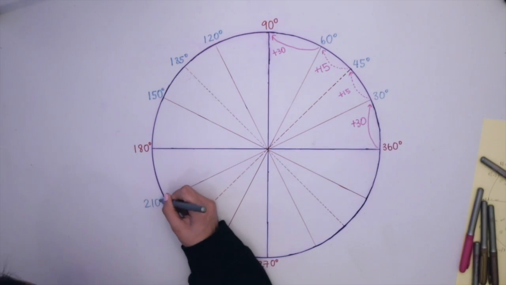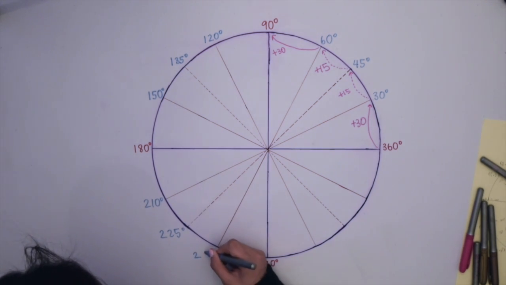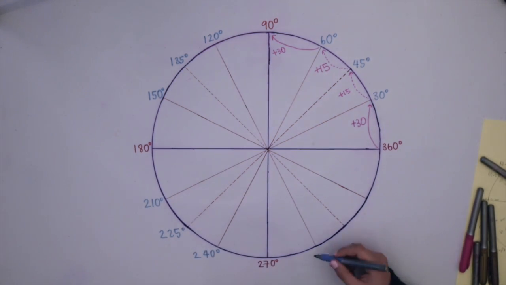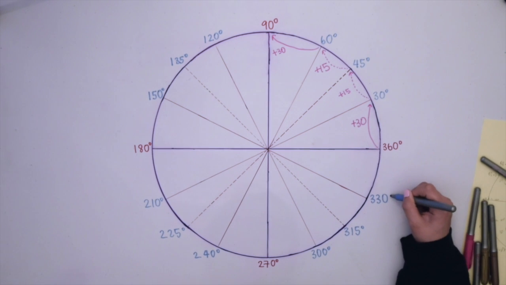So we have 210, we have 225, then we have 240, then we have 270 again, and then we have 300, and then we have 315, and then we have 330.